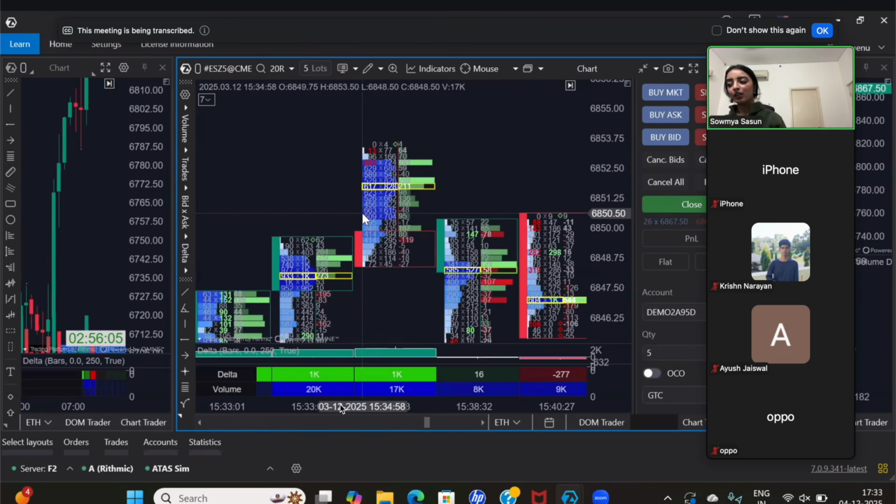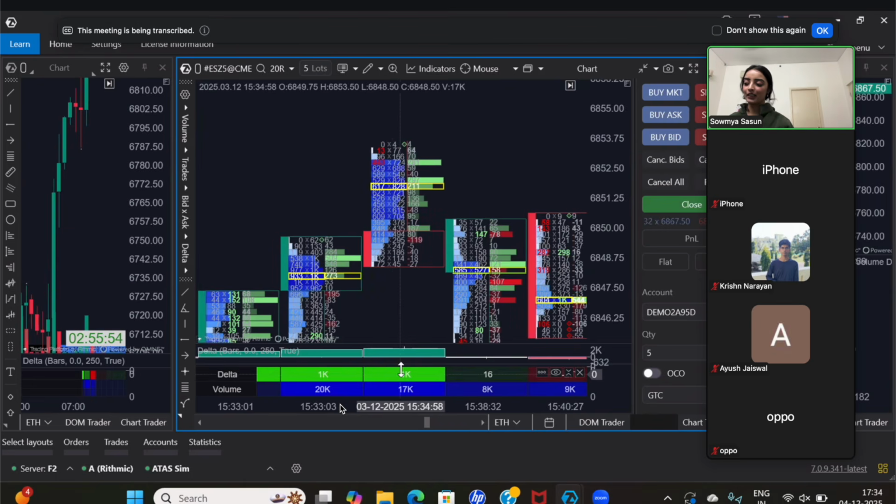Now look at what the delta is saying. The delta is in green color, which means buyers were more than the sellers. The delta is saying 1k buys. There were 1k extra buys as compared to the sellers. Isn't that kind of crazy? Price closed red, which shows that sellers are strong. But the delta profile is saying we had 1k of extra buys. What do you think this means?